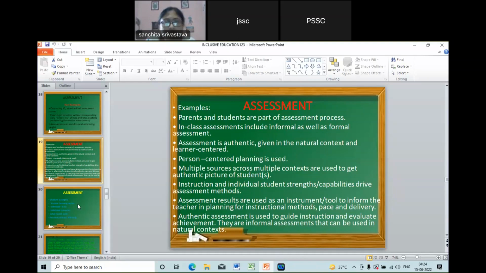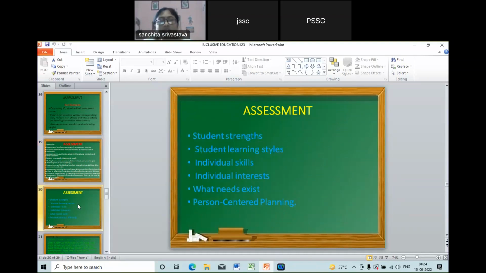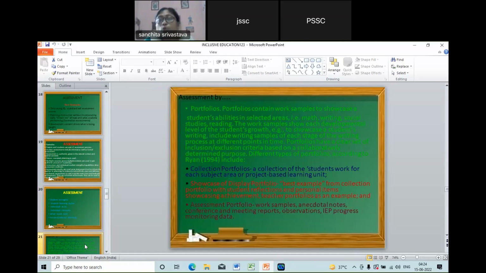Okay, now assessment depends on the student's strength, learning style, individual skill, individual interest, and needs; it is person-centered planning. Again and again, I'm telling you that this depends entirely on the individual need of a student. Now, one thing that is very important here is portfolios. Many of us are already doing that.